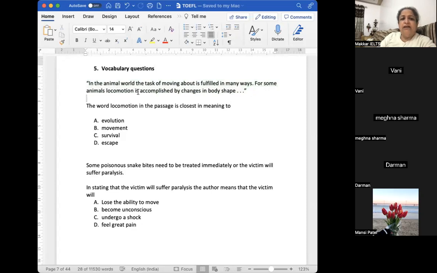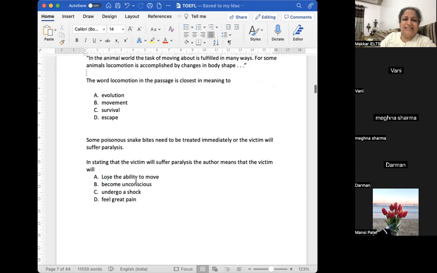In the animal world, the task of moving about is fulfilled in many ways. For some animals, locomotion is accompanied by changes in body shape. The word locomotion in the passage is closest in meaning to evolution, movement, survival, escape. B. Movement. Easy question, right? Now see this question, another example.